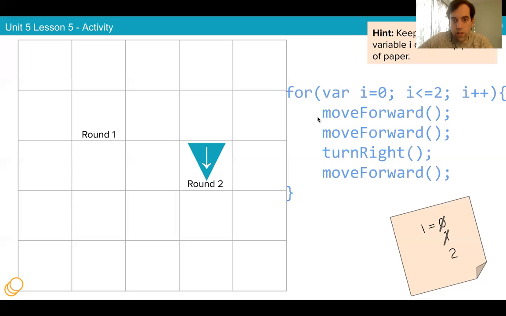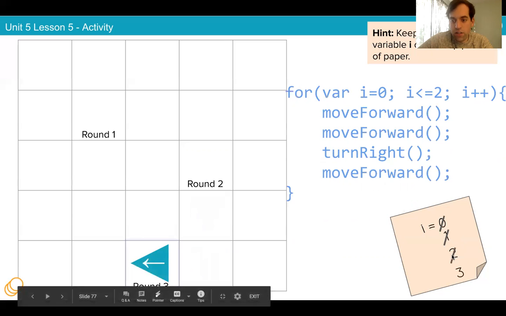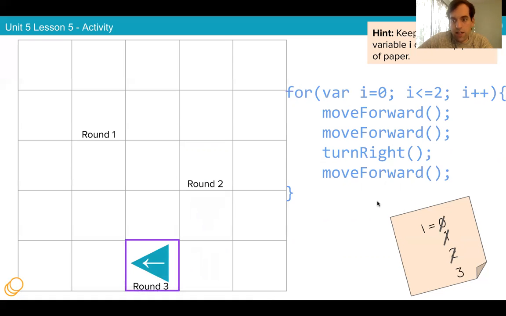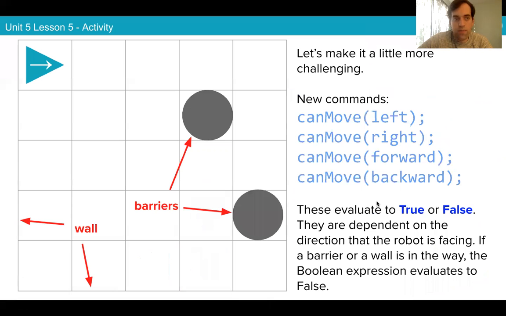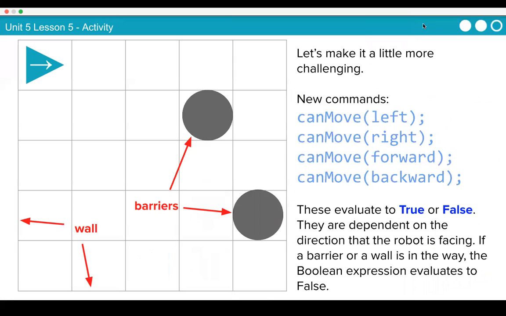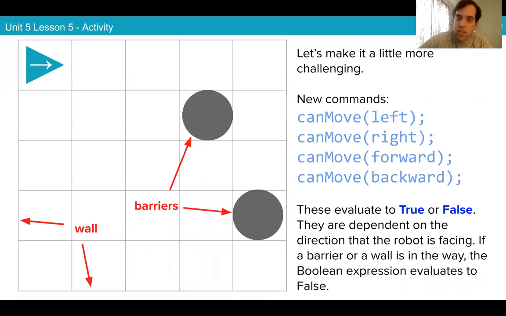Move forward, turn right, move forward. All right, then 2 changes to 3. 3 is bigger than 2. 3 is not less than or equal to 2, so we stop. Okay, now we can make this a little bit more challenging.